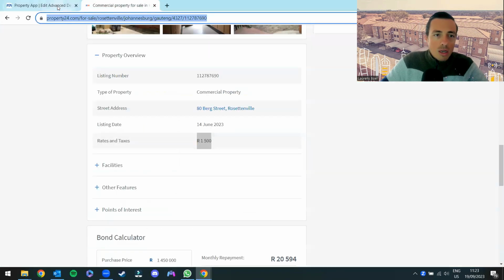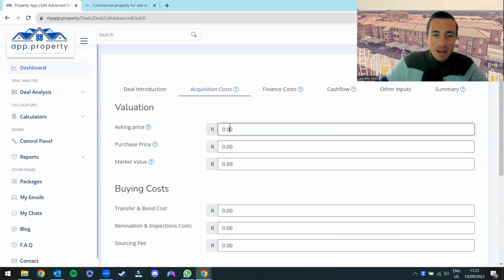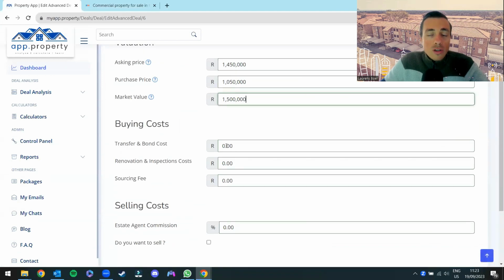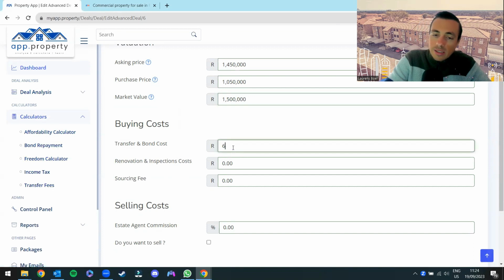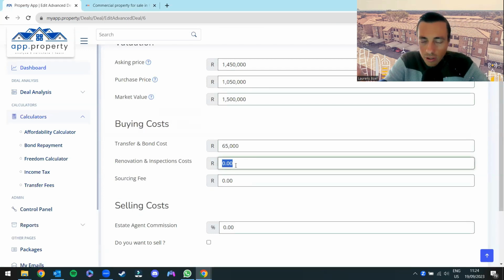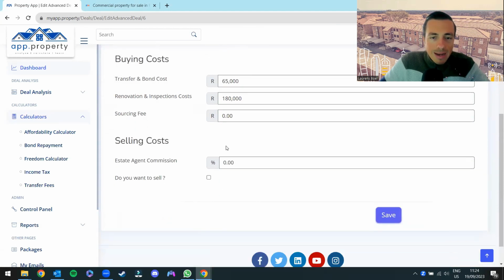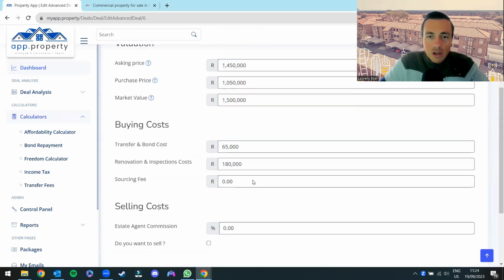Acquisition costs. So the asking price was 1.45. The purchase price will be 1,050. Market value is probably about 1.5 million. Now your bond and transfer costs, you can just use the calculator here on transfer fees, but I'm just going to say that it's 65,000 for the 3. And then renovation costs, we projected about 180,000. There was quite a lot of work to be done. I'm not planning to sell, so I'm not going to put my selling costs there.